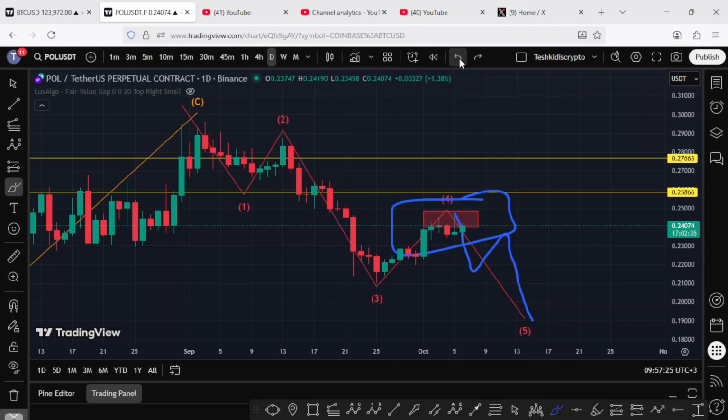So that is all that I expect here on the Polygon Matic chart on the short term, and let us be patient and see how that plays out, and I will ensure you stay up to date.